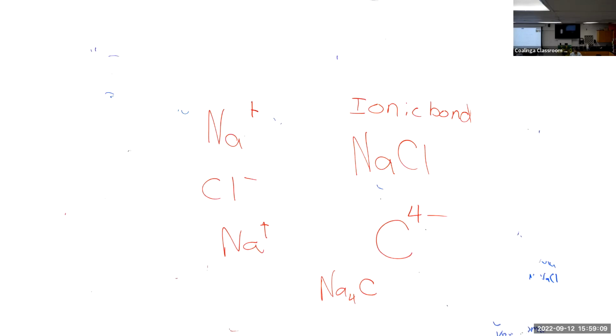Now, covalent bonds happen between non-metals, right? It's sharing of electrons. Now, the reason why it happens between non-metals versus metals and non-metals, because ionic bonds typically happen between metals and non-metals. It's all about take and give.